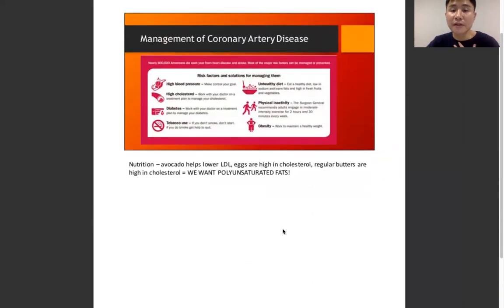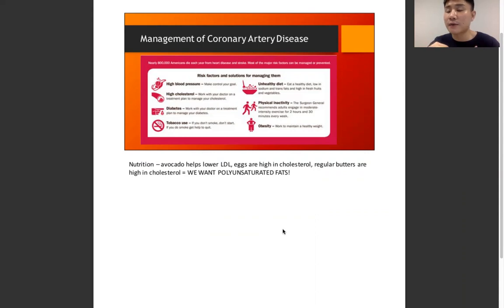So how do we manage coronary artery disease? It's really similar, guys. It's all about diet: low sodium, low fat. We have to monitor the blood pressure, eat a healthy diet, and exercise. Nutrition: avocado helps lower LDL. Eggs are high in cholesterol. Regular butter is high in cholesterol.